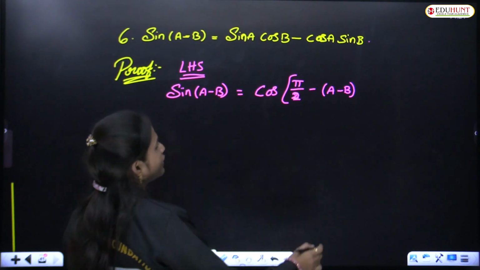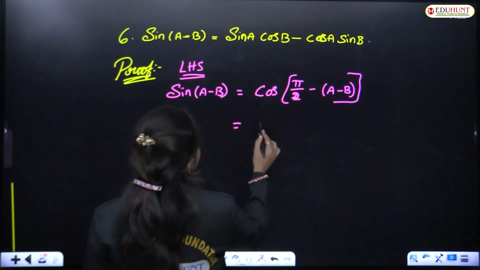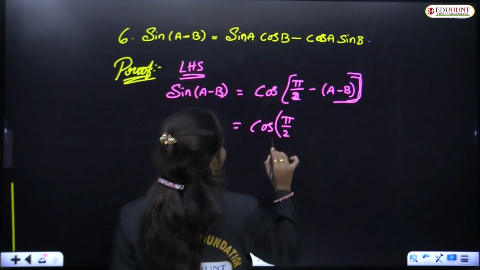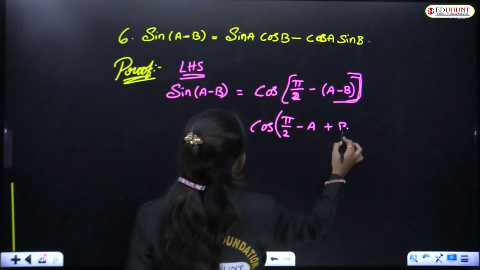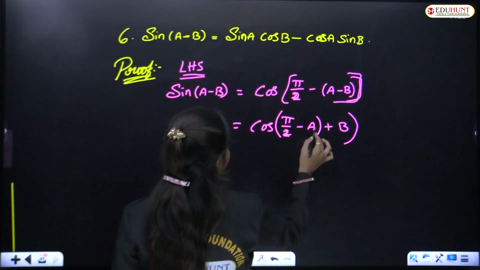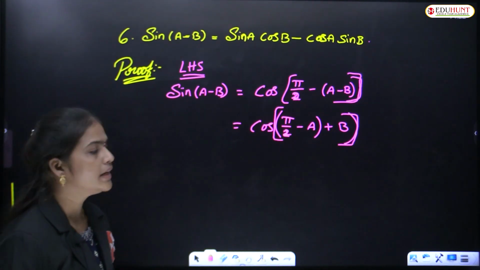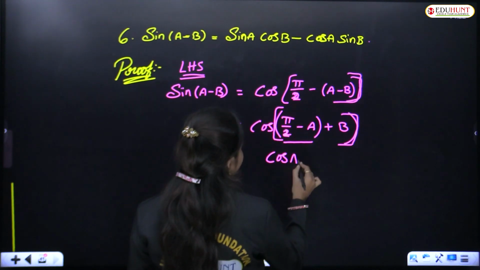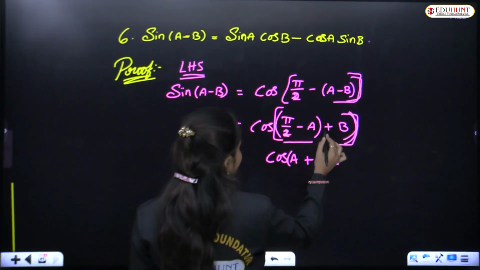Pi by 2, or else you can write 90 here. So this equals cos of pi by 2, minus into A is minus A, and here minus into minus is plus B. Just group pi by 2 minus A, and keep B separate. Now this is in the form of cos of A plus B, taking the total pi by 2 minus A as A.